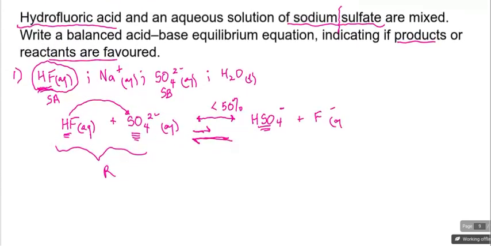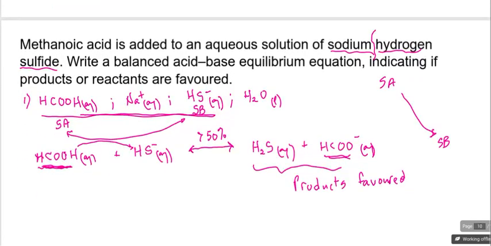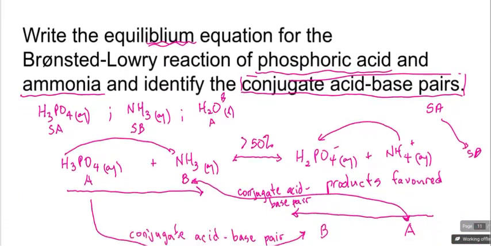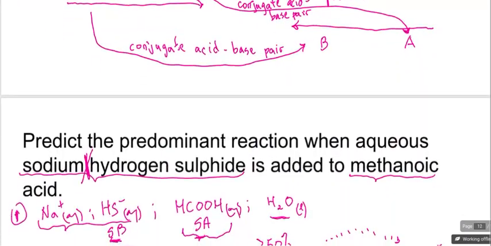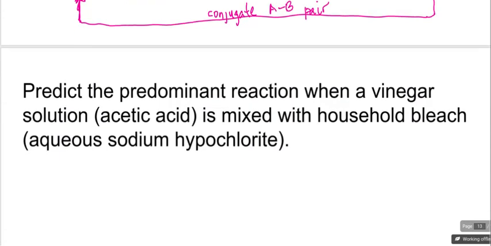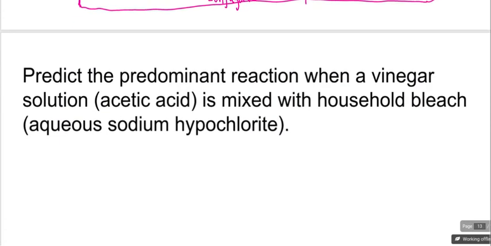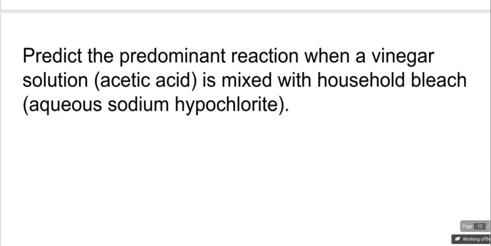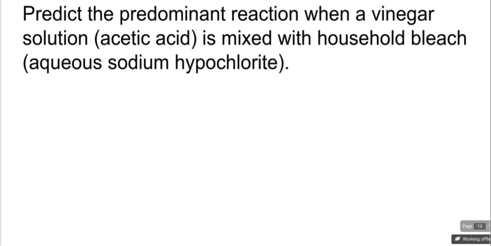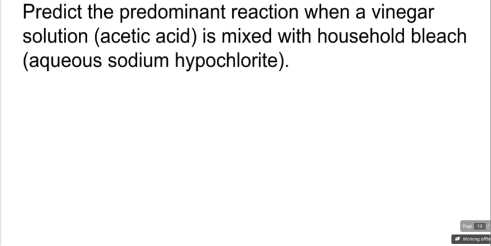So we want to take a look at at least one more example. Let's try one more, just to make sure that we can use this 5-step process to predict the predominant reaction. Again, we're only looking at the reaction that occurs between the strongest acid and the strongest base that are present.